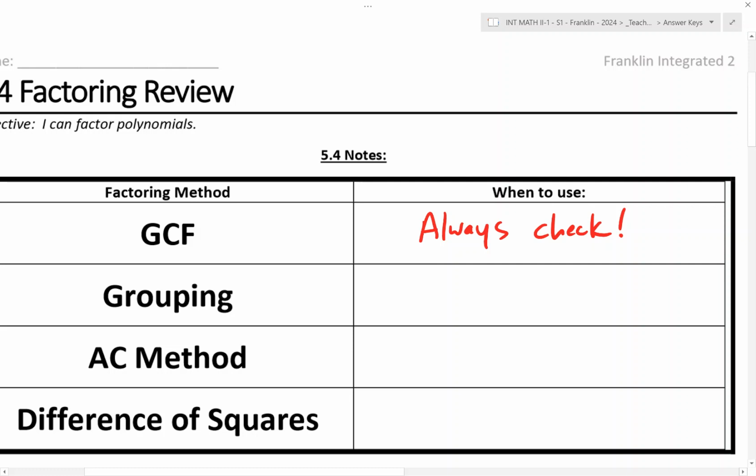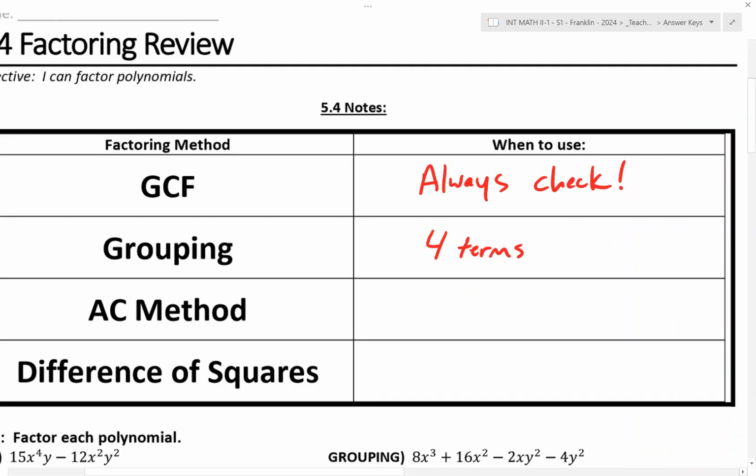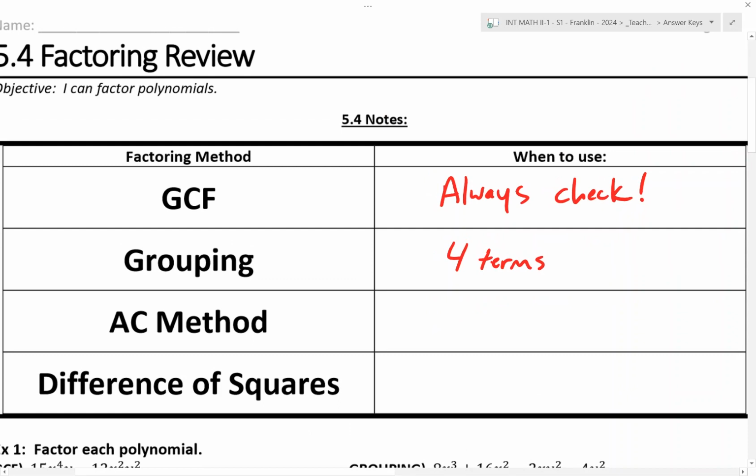Now grouping, you want to use grouping when you have 4 terms. And if it can be factored, it will always work out, but you need to have 4 terms. Now the AC method is when you are using a trinomial, typically in this structure, in this format, standard form, although sometimes those exponents can change. Sometimes it can be x to the 4th and then x squared and then c, and just depends on the trinomial, but in general you need to have a trinomial in this format.